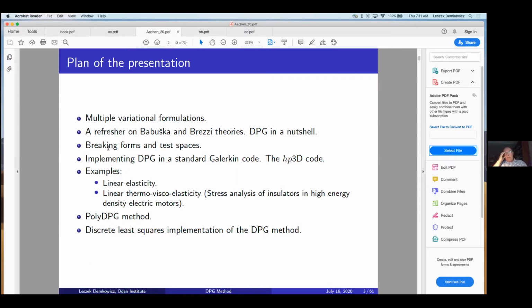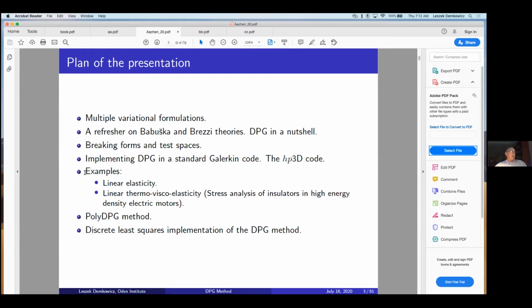Otherwise, I did send you a copy of my recently published on-web lecture notes on the mathematical theory of finite elements, and the last chapter there is all about DPG. Of course, it contains much, much more information than I will cover today. But it doesn't have the numerical examples, and we'll show you some numerical examples today.